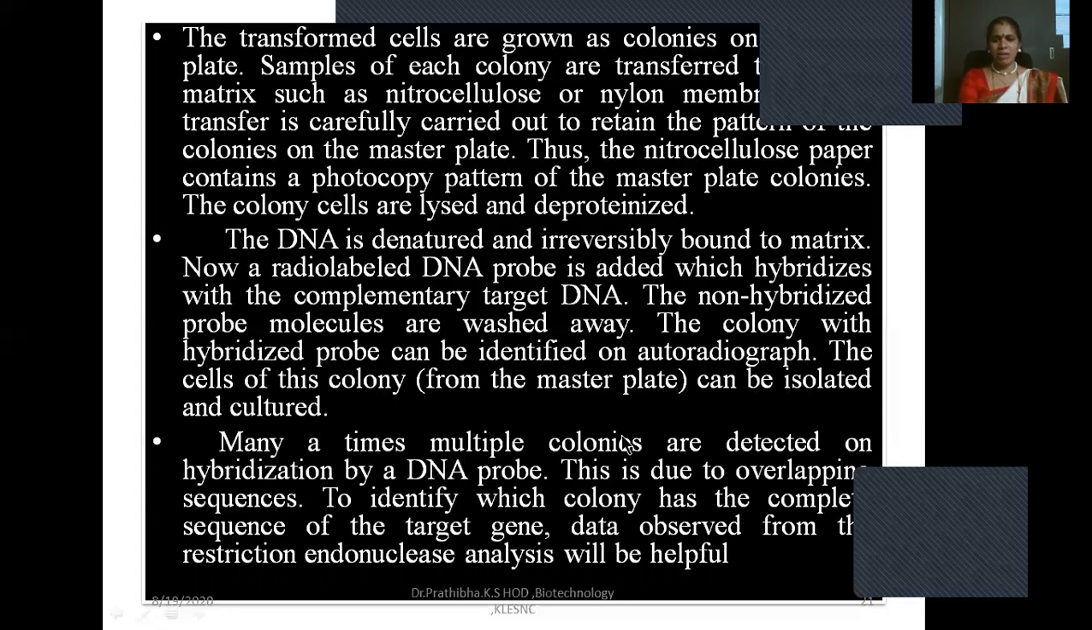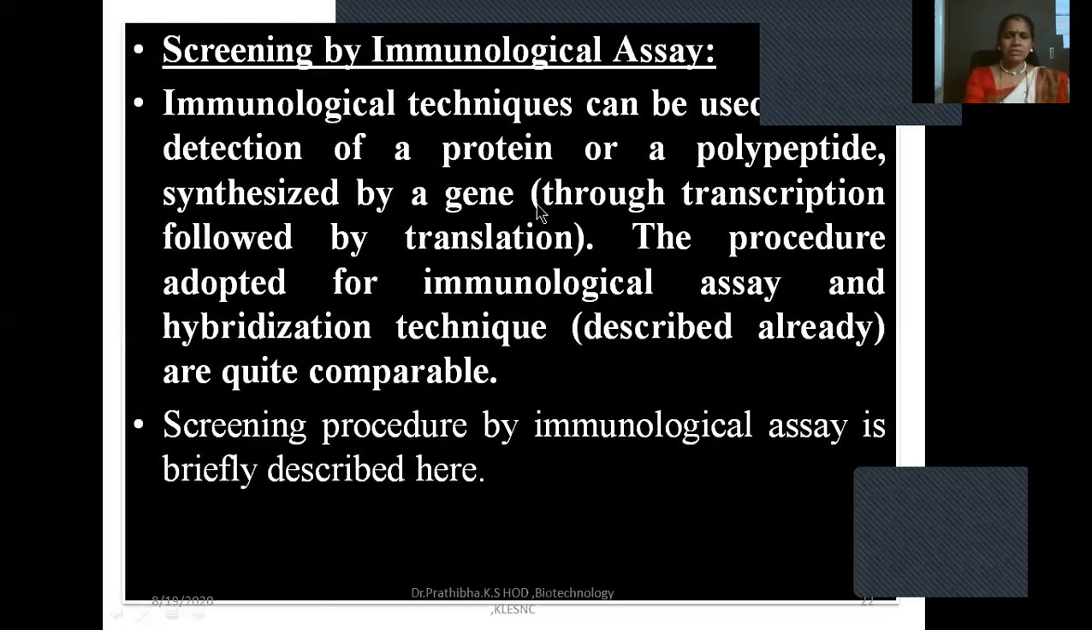Many a times, multiple colonies are detected on hybridization by a DNA probe. This is due to overlapping sequences. To identify which colony has the complete sequence of the target gene, data observed from the restriction endonuclease analysis will be very helpful. Now let us go through another technique, the immunological assay, that is screening by immunological assay.